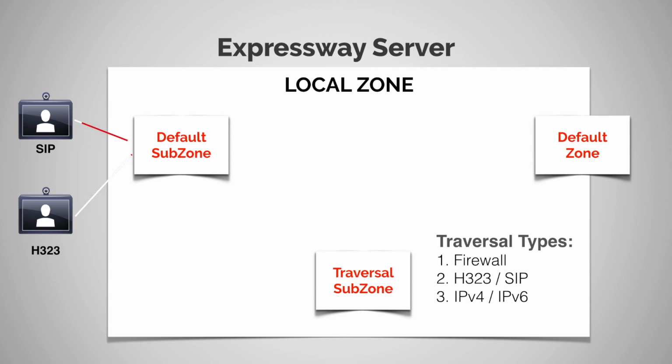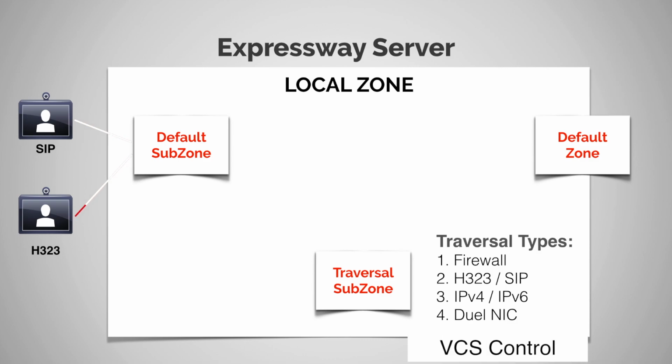And then we have something called a dual NIC. And dual NIC, a dual network interface, is only available on the Expressway Edge or the VCS Expressway. It's not available on the Expressway Core or VCS Core. But when you enable dual NIC, it's so that the calls can traverse through the DMZ, the demilitarized zone. Now, we're not going to get into that, not in this lesson, but just understand that these are the 4 different types of traversal calls that you can have. So for all these call types, that's what you have the Traversal Subzone for. It handles all these different types of calls. If it's not a traversal call, it doesn't go through the Traversal Subzone.